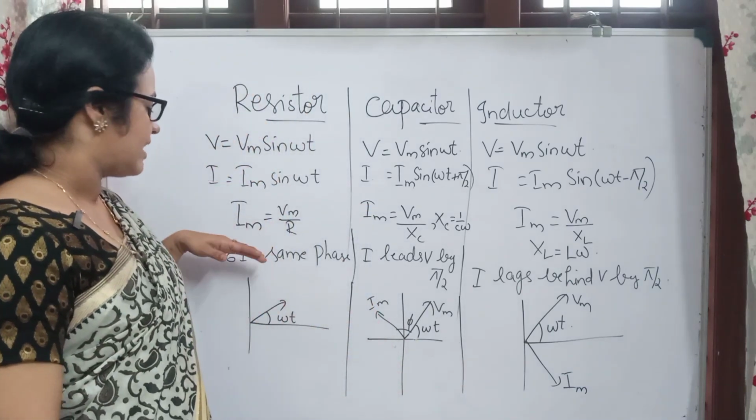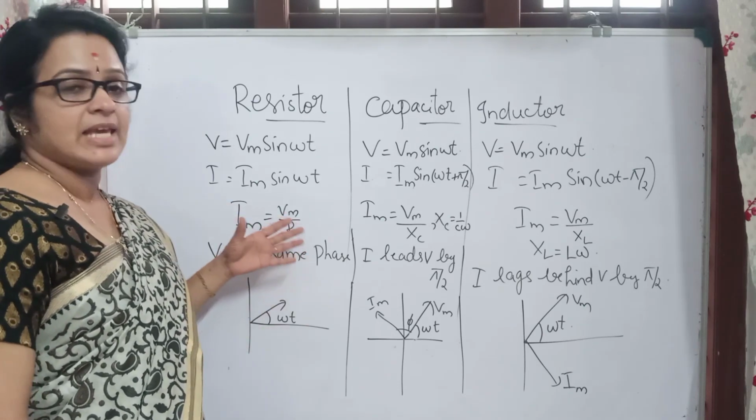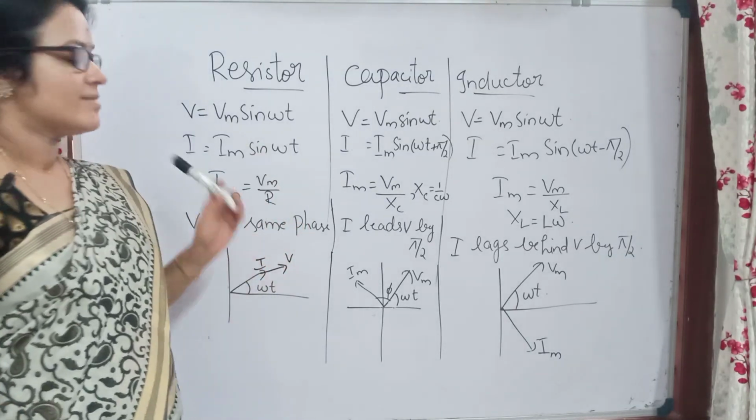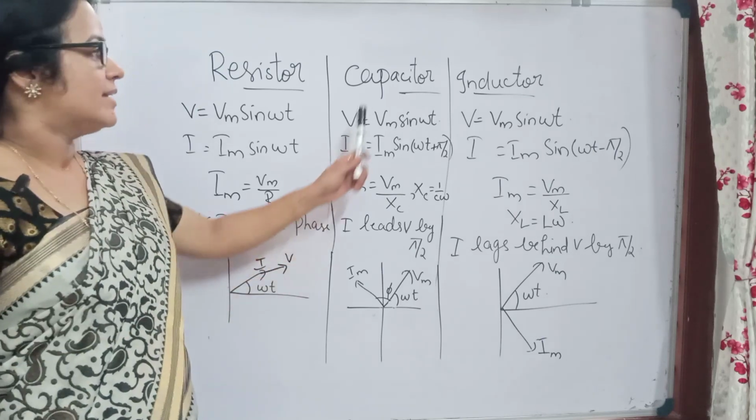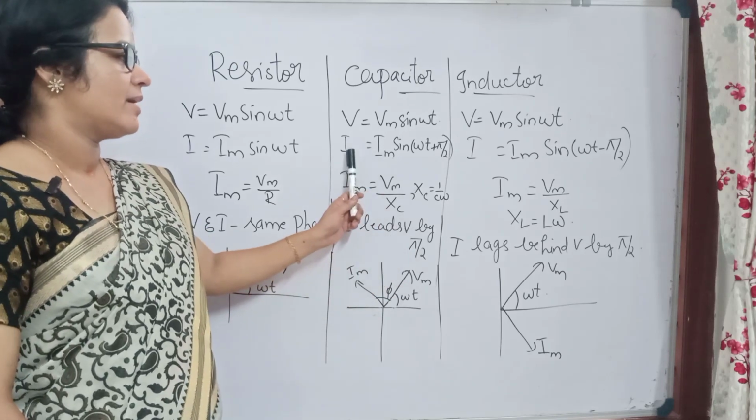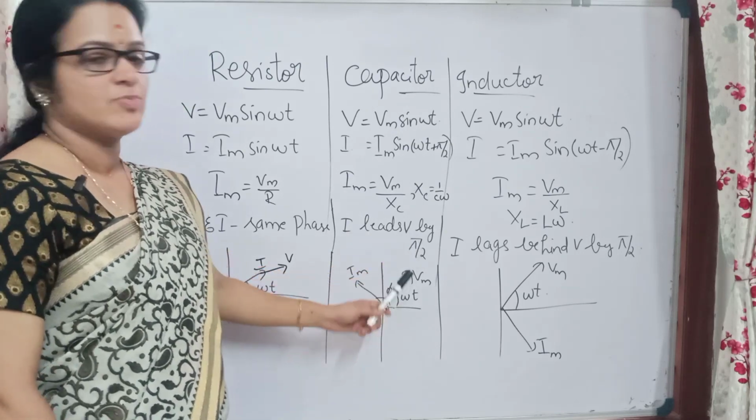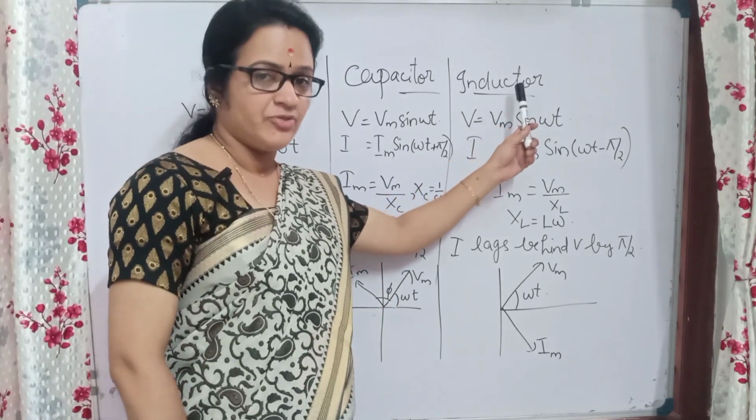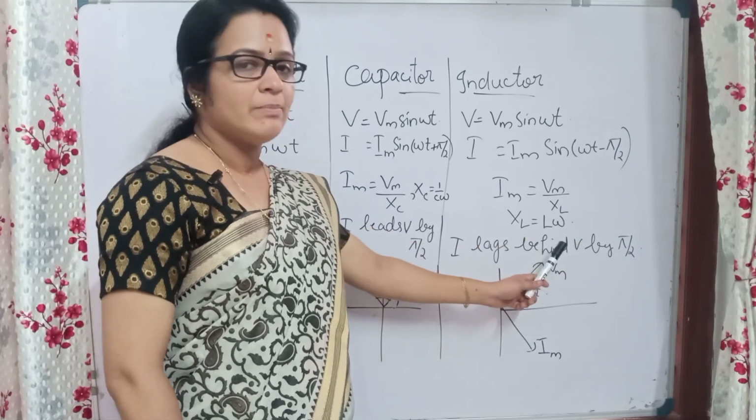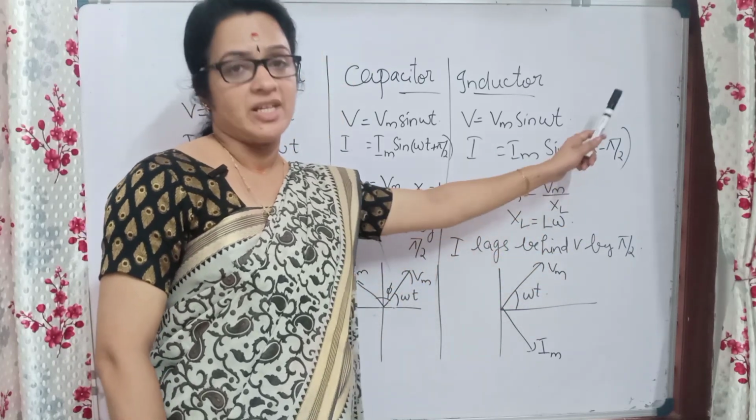And the relation between V and I: in the case of a resistor, the voltage and current are in the same phase. In the case of a capacitor, current leads voltage by pi by 2. Current leads voltage means current I is equal to Im sin omega t plus pi by 2. That is why current leads the voltage by pi by 2. And in the case of an inductor, current lags behind voltage by pi by 2. So here I is equal to Im sin omega t minus pi by 2.